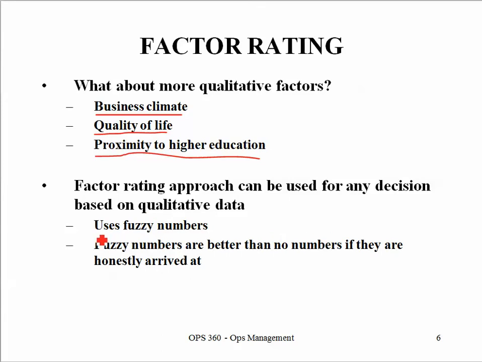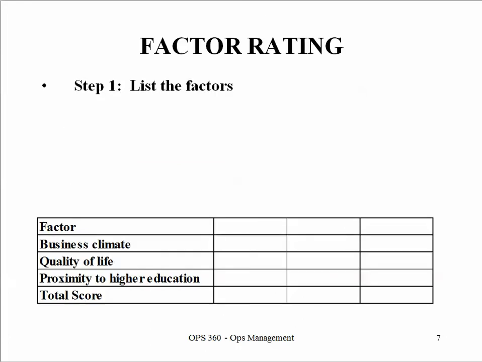Now it does use some fuzzy numbers. By fuzzy I mean very subjective numbers, and while that can count against it in some circles, I would argue that fuzzy numbers are better than no numbers if they're honestly arrived at. One of the problems with fuzzy numbers is that it's easy for people with an agenda to manipulate them. But if you actually have people who are really interested in making an honest, good decision, I still think that fuzzy numbers are better than no numbers, if you make a good attempt at getting as close to true values as you think you can. Okay, so how does the factor rating model work? It's really quite simple. A few easy steps.